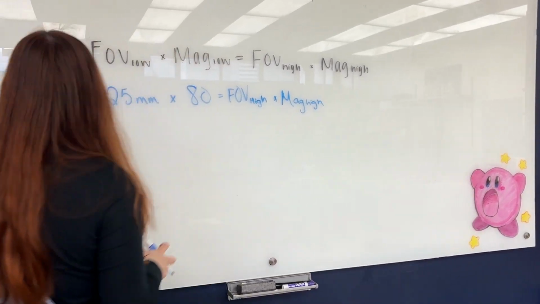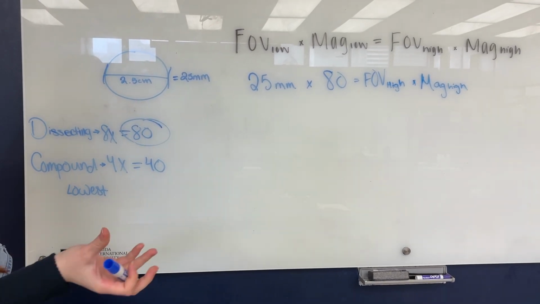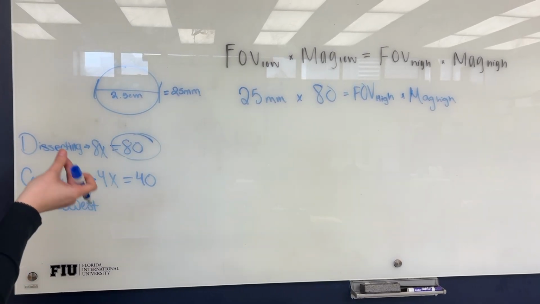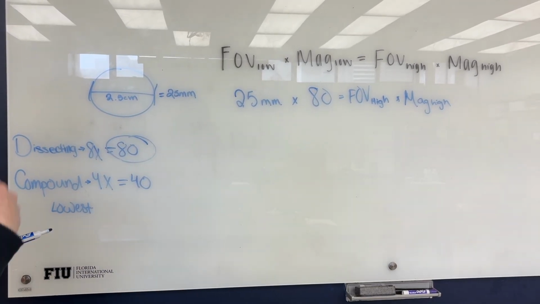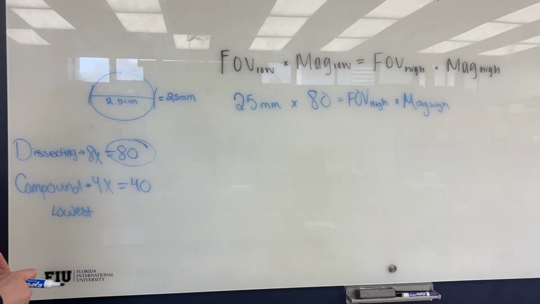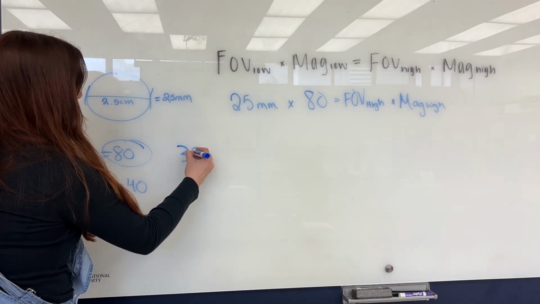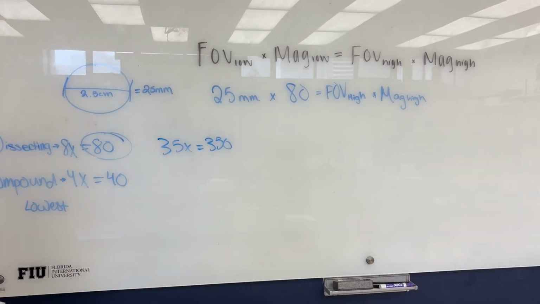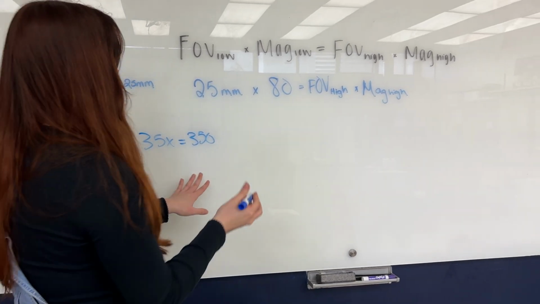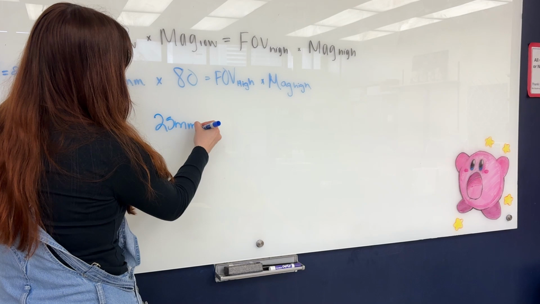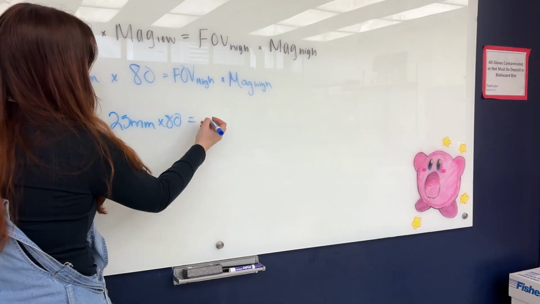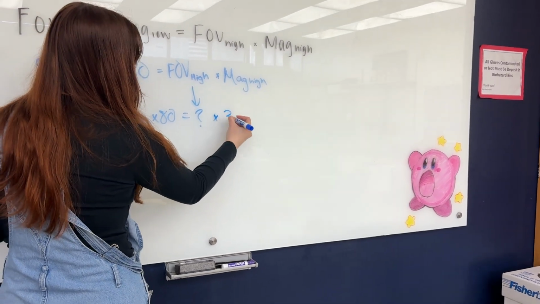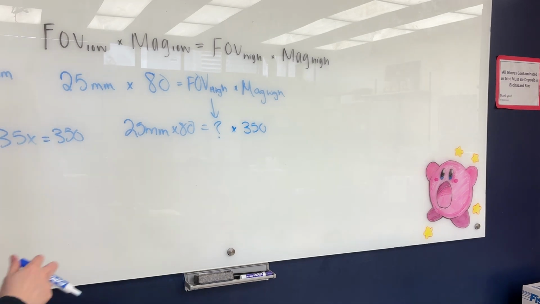For my magnification high, it's pretty easy to figure out. When I'm zooming in and I find a microplastic under the microscope, I look at my side scroll and it will tell me how magnified I am. For example, the fiber that I found earlier, I found it at 35, that would mean 35x. The total magnification that I found that at was 350. So that would be my magnification high, and I would simply plug that in. So 25 millimeters times 80 equals FOV high, which is again what I'm trying to figure out, times my magnification high, which I established was 350 because that's where I found that fiber.